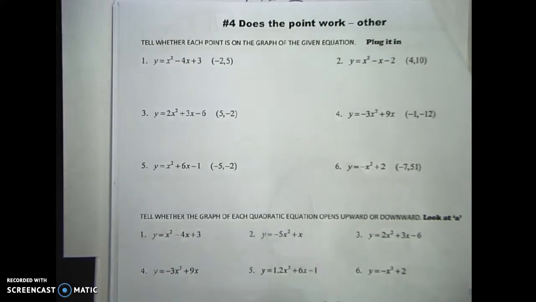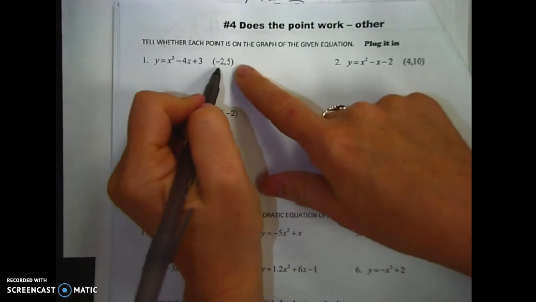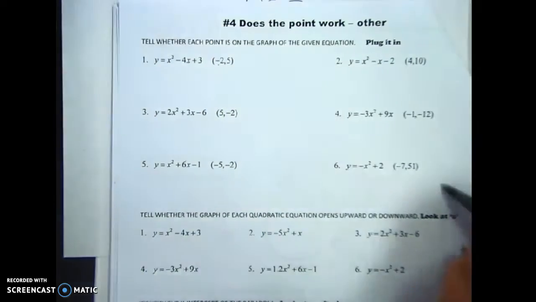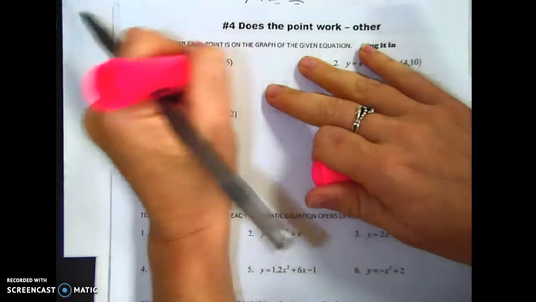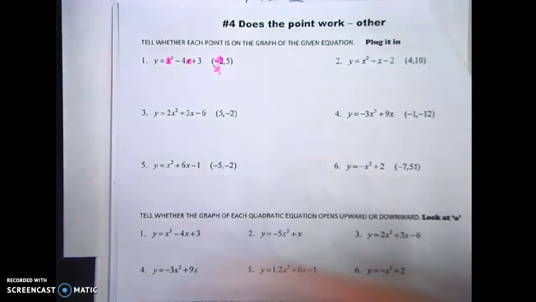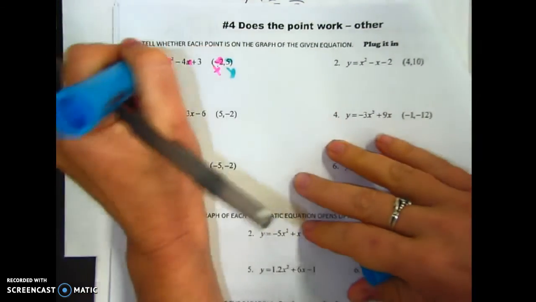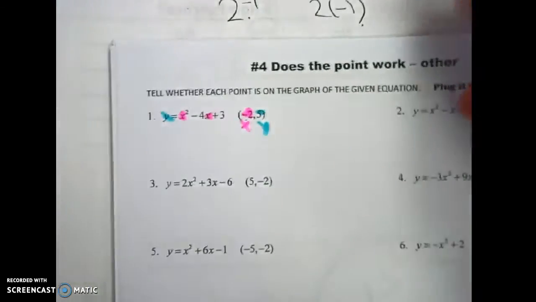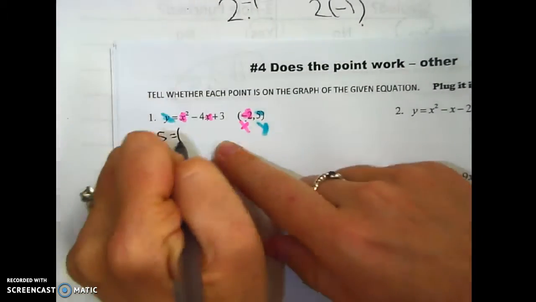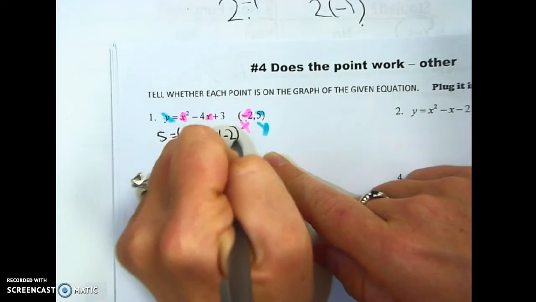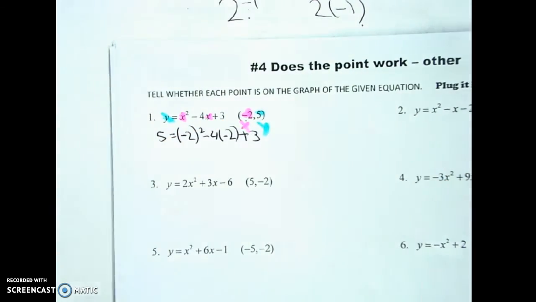Okay, so you've done things similar to this. What you're going to be doing is taking this point, plugging it in, and seeing if it works or not. So -2 is your x, so it'll go in for x. And 5 is your y, so it'll go in for your y. Zoom that in a little bit. So I get 5 equals (-2) squared minus 4 times -2 plus 3. So step 1, plug it in.